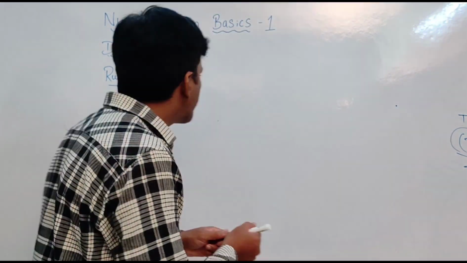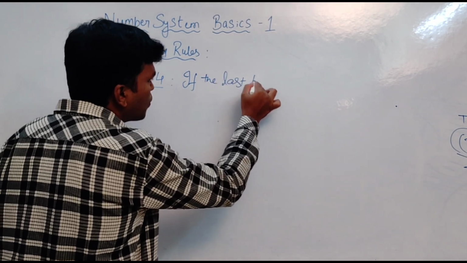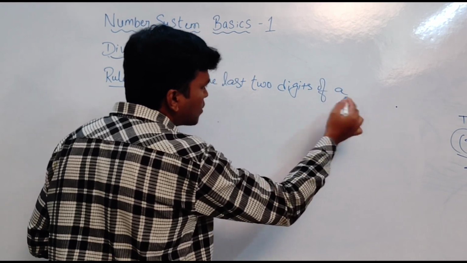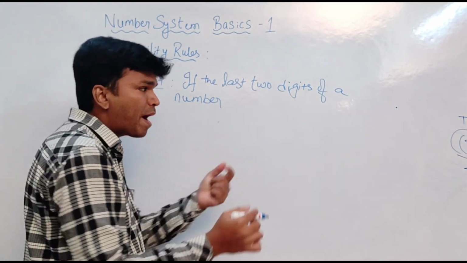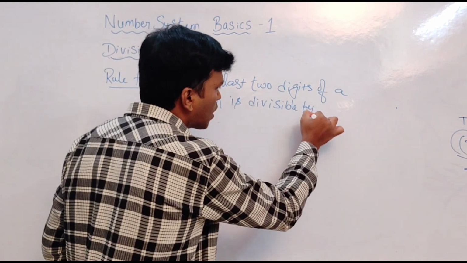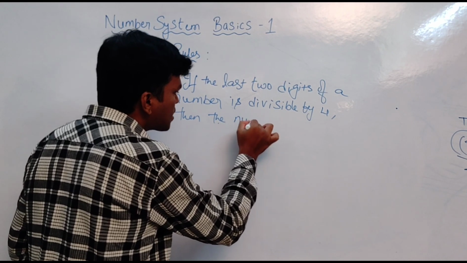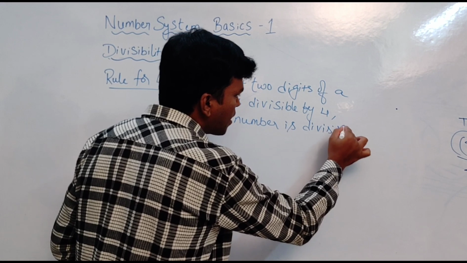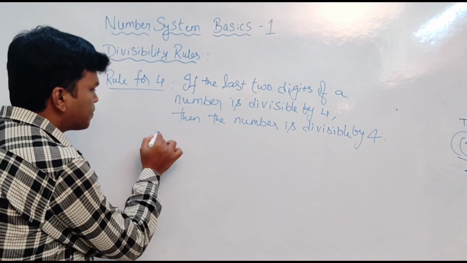I repeat, if the last two digits of a number are divisible by 4, then the number is divisible by 4. So let us take an example.